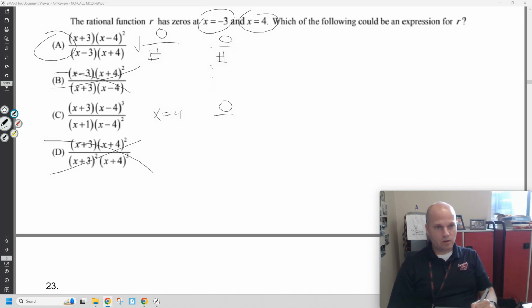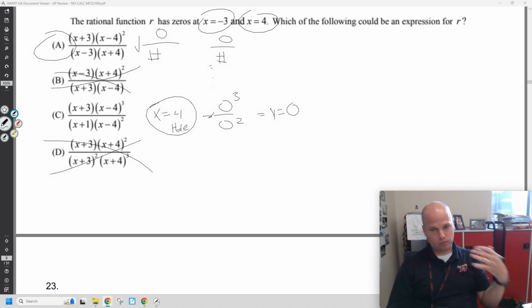The problem with 4 here is we'd have a 0 over a 0. Now, careful with the amounts of zeros. Here I have like 0 to the 3rd power versus 0 squared, which means it would simplify to be 0. Here, x equals 4, which is a 0 over 0, is the location of a hole. The hole happens to be located at y equals 0. We'll look at holes more in a second.